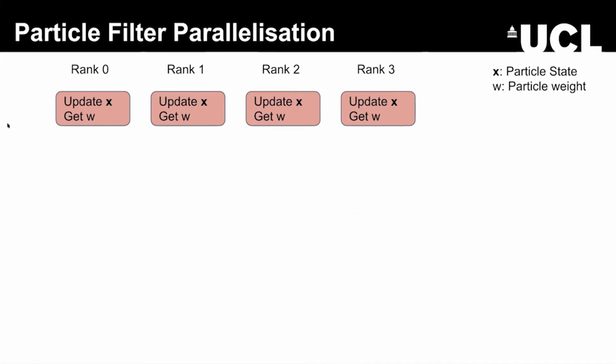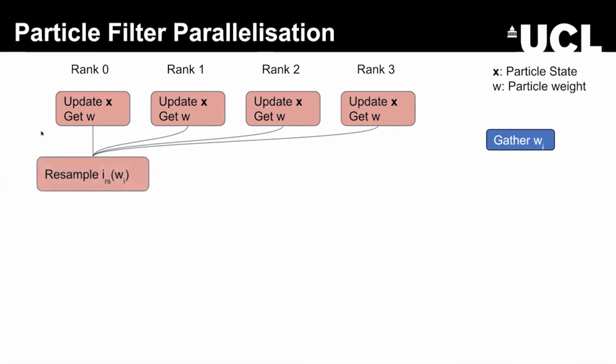So I have a very simple cartoon of what the communication looks like. I have 4 ranks here that are updating the particle state, and this can use threads to parallelize, and then calculating the weights of their local particle ensemble. Then we don't need to communicate the particles, but we need to communicate the weights to one process that can do the resampling. So calculate which particles we eliminate, which ones we replicate.